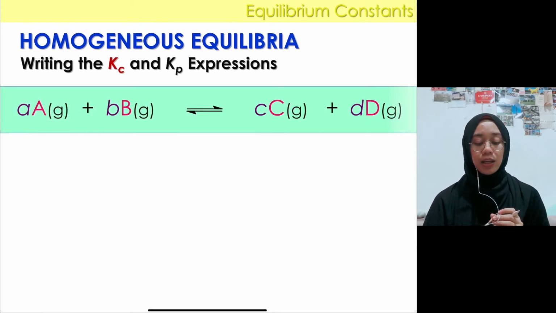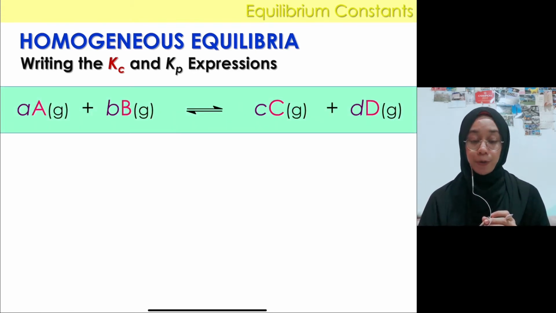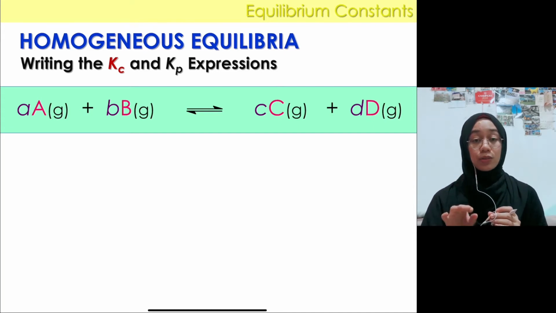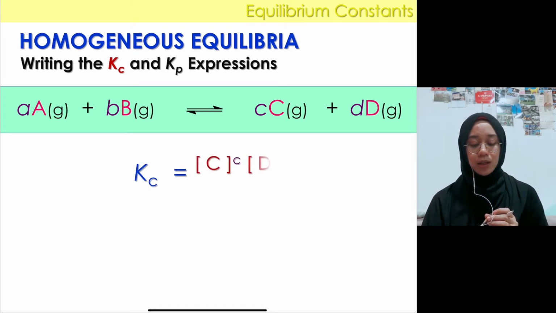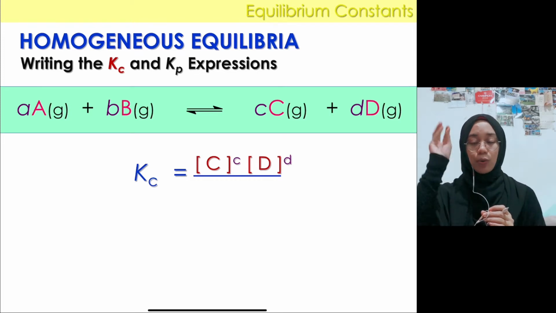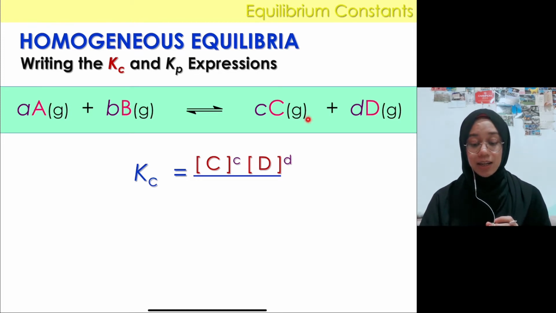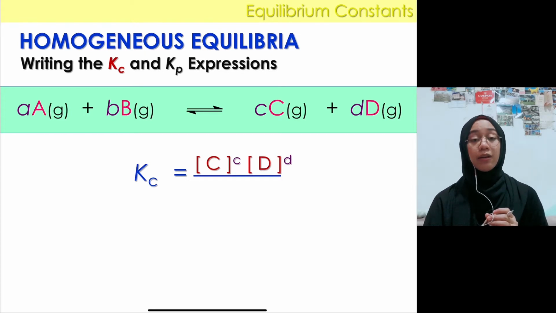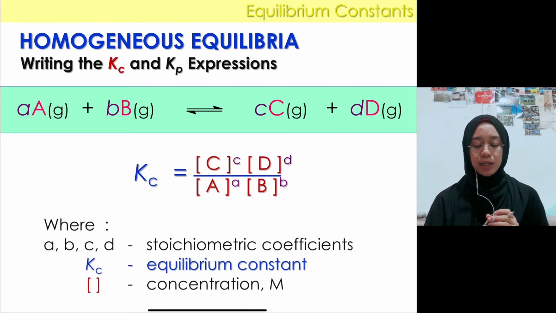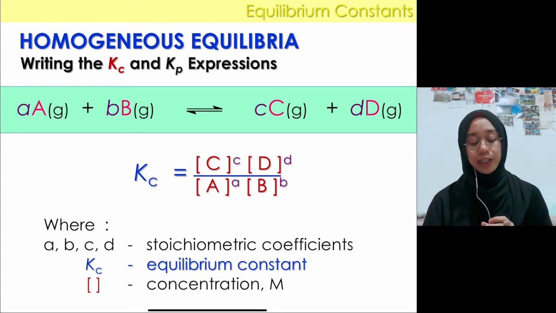Okay, so basically if given to you A plus B producing C plus D, okay, so it has to be a reversible reaction. Okay, so Kc is equals to, so concentration of C to the power of c, and then concentration of D to the power of d, where c dengan d yang power tu adalah dia punya coefficient. Okay, and then divide with kita punya reactant punya concentration, so ada A dengan B. Okay, so where a, b, c, d are stoichiometric coefficients, Kc means equilibrium constant in terms of concentration, and then the square bracket means concentration lah.